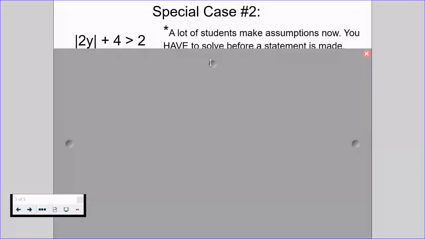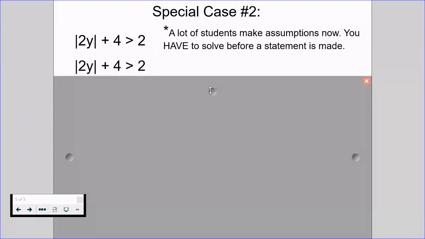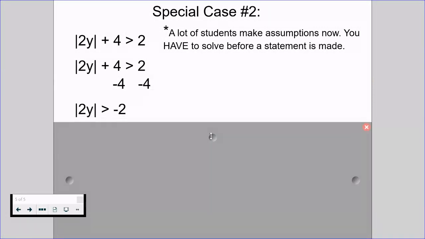Let's say we have the absolute value of 2y plus 4 is greater than 2. A lot of students make assumptions, and you have to solve before a statement is going to be made. So let's solve this. We want to isolate the absolute value symbol, so we're going to have to subtract 4 on both sides. And now we have the absolute value of 2y is greater than negative 2.